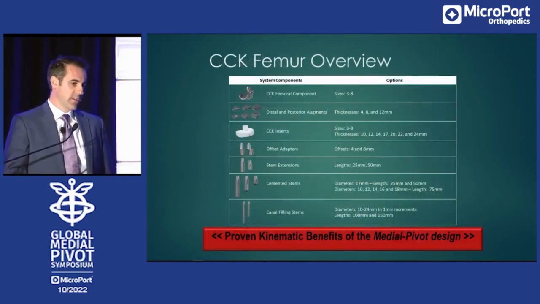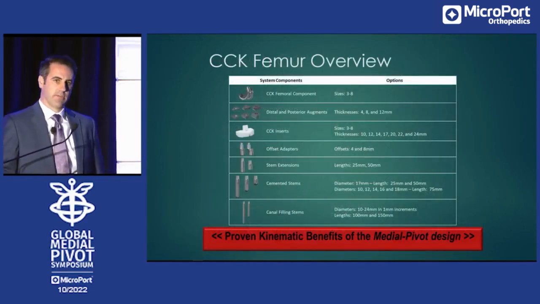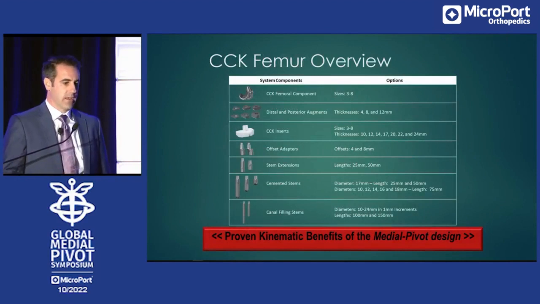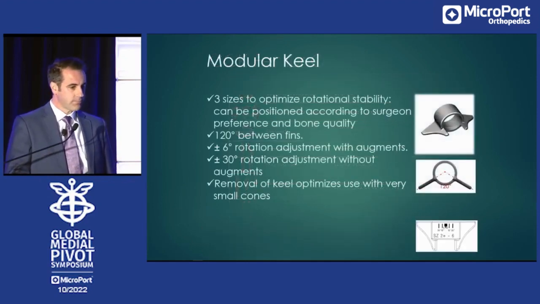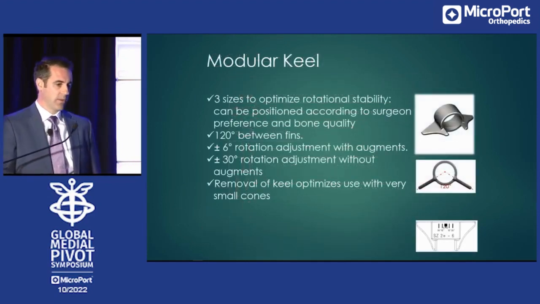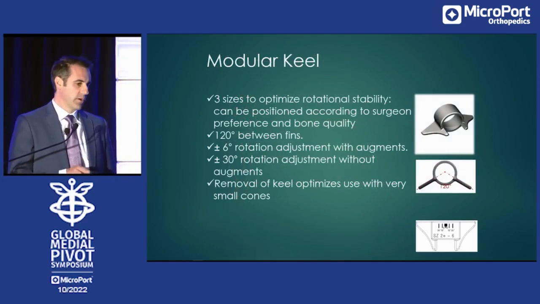The overview just for a CCK femur, if you haven't seen it, it's a fairly standard revision system, multiple sizing. We have lots of poly options. There's offset adapters and stem extenders and cemented and non-cemented options. And this all still maintains the benefit of having the medial pivot philosophy and the kinematics, just in a more constrained design. The modular keel, one thing to highlight, I think it is an important part of this system.